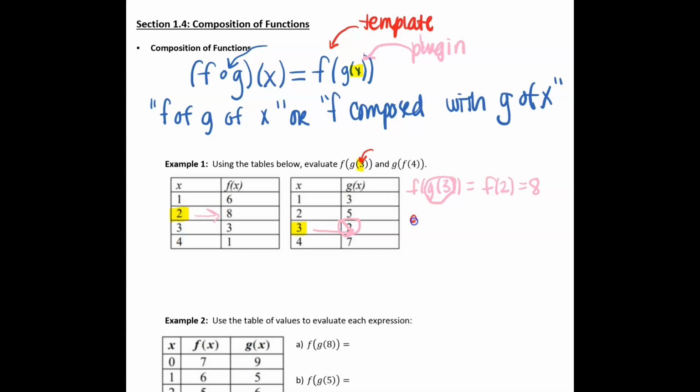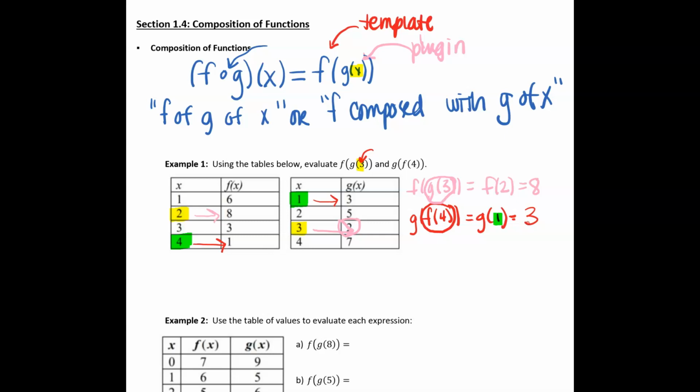Now let's look at g of f of 4. So again, I'm going to start with the inside. So right here, f of 4. That means 4 is my x on the f function. So I'm going to start here at 4, and that's going to lead us to a value of 1. So I'm going to say g of 1. Then that says that your x value is 1 on your g function. So I'm going to go here at 1, and that's going to lead me to 3. And so again, little steps at a time.